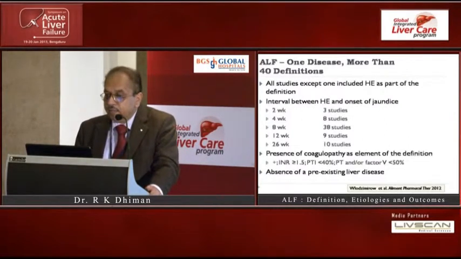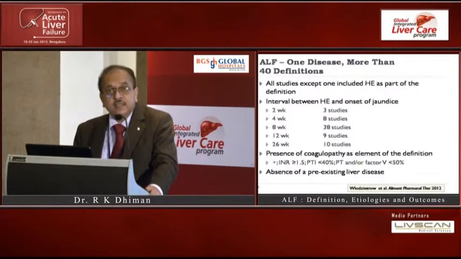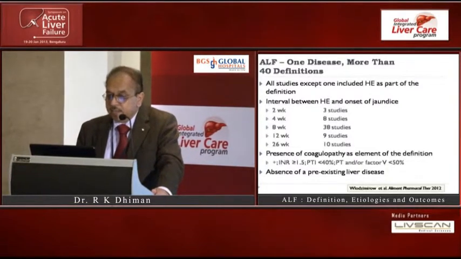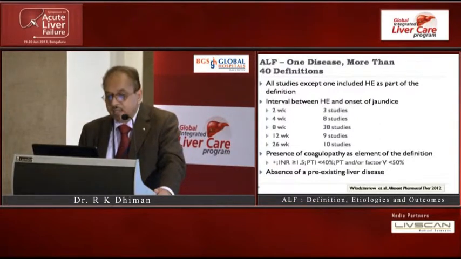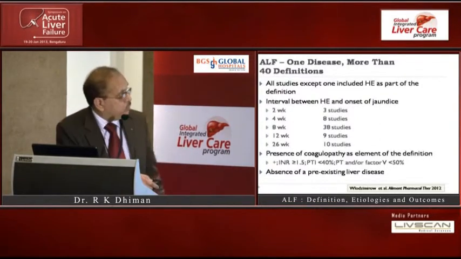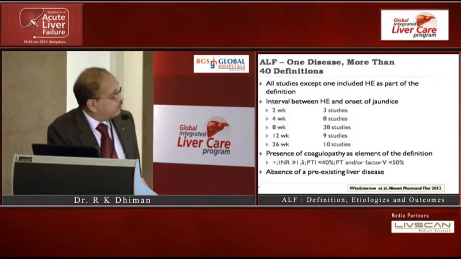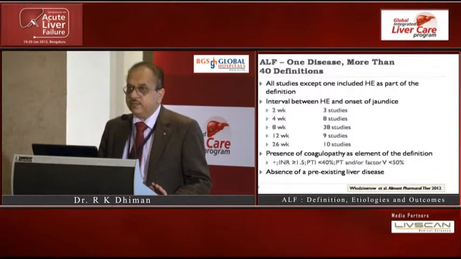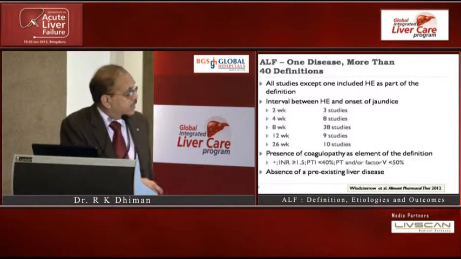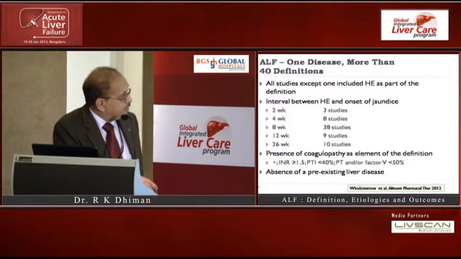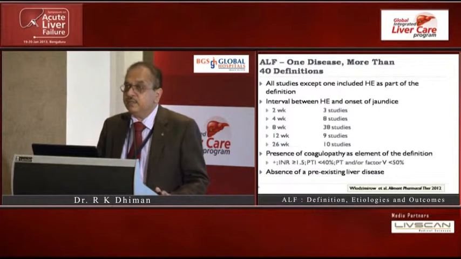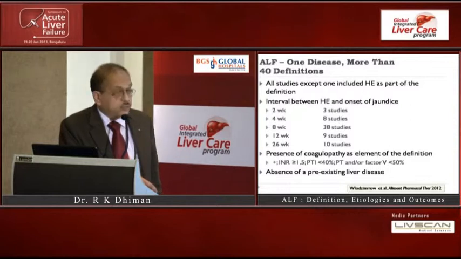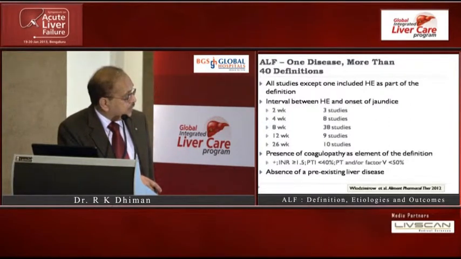All studies except one included HE as part of the definition. One study said that coagulopathy alone is good enough. The interval between the jaundice and the HE is quite variable: 2 weeks in 3 studies, 4 weeks in 8 studies, and 8 weeks, which is the original Trey and Davidson definition, used most. The last one is according to the ALF Study Group, published by the AASLD, the American Association for the Study of Liver Disease, with 10 studies.